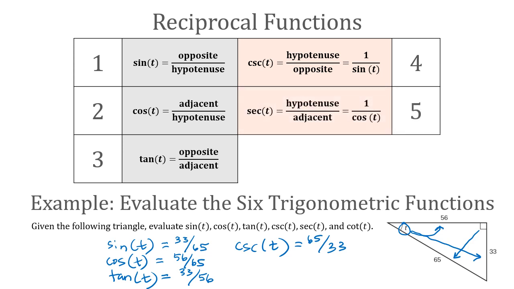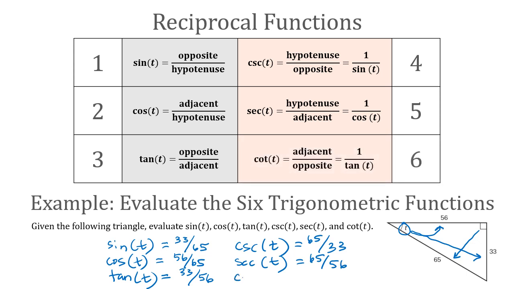And I bet you can figure out the rest of these. Secant of angle T is the reciprocal of the cosine function. The cosine of angle T was 56 over 65, so the secant is going to be 65 over 56. And then lastly, cotangent. The cotangent of angle T is going to be the reciprocal of the tangent function. The tangent of angle T was 33 over 56, so the cotangent of angle T is 56 over 33.